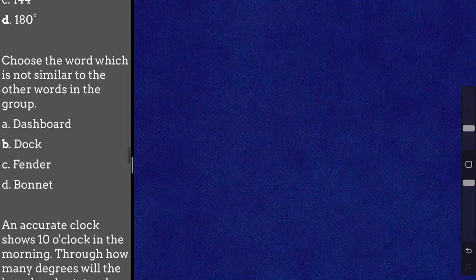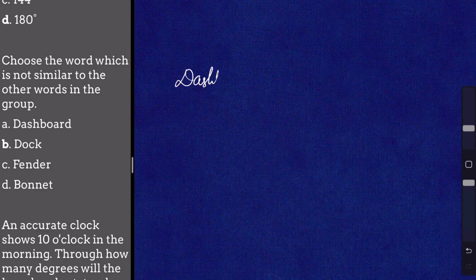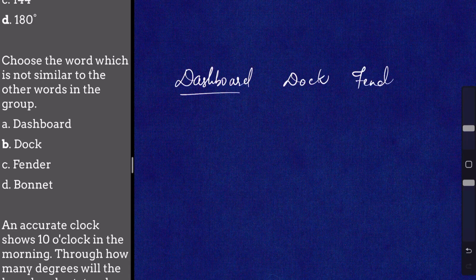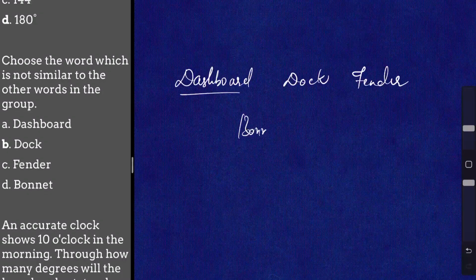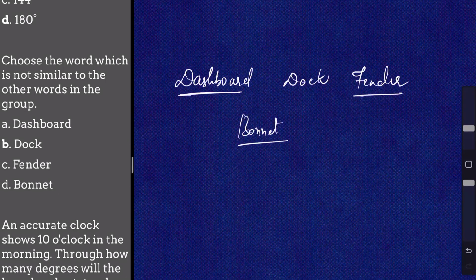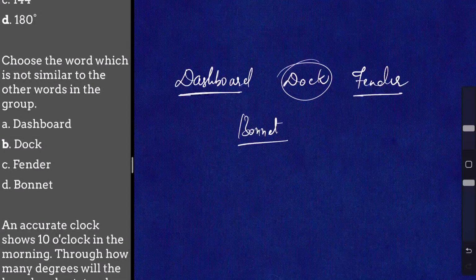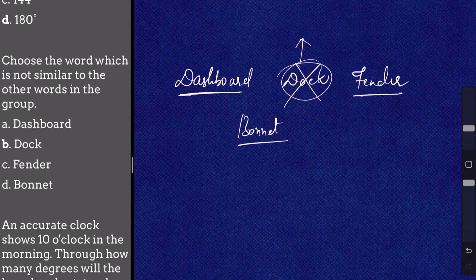Next, choose the word which is not similar to the other words in the group. Okay, we have a dashboard. Immediately we can think of a car. Then we have a dog. Then we have a fender. And then we have a bonnet. See, we know bonnet, fender, dashboard, these are all the parts of a car except for dog. Dog is obviously not part of a car. So therefore we can simply pick this as the answer, because this is the odd man out.